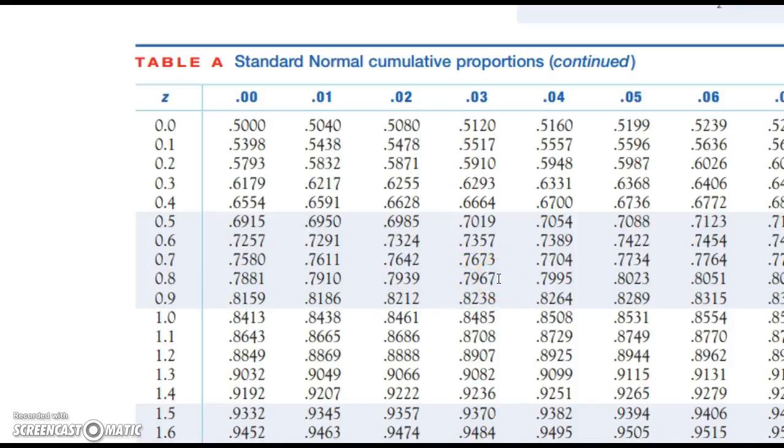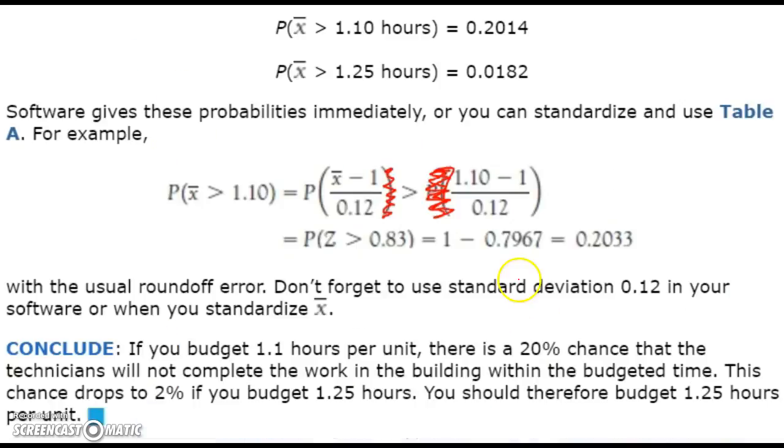That tells us 79.67% of the samples of size 70 will have a mean less than that. That's good for us. That means we budgeted enough time. The flip side of that is if we subtract that number from 1, we get 0.2033: about 20% of the samples of size 70 will have an average greater than 1.10. In other words, they'll be to the right of that cutoff. Let's take a look at what that looks like.